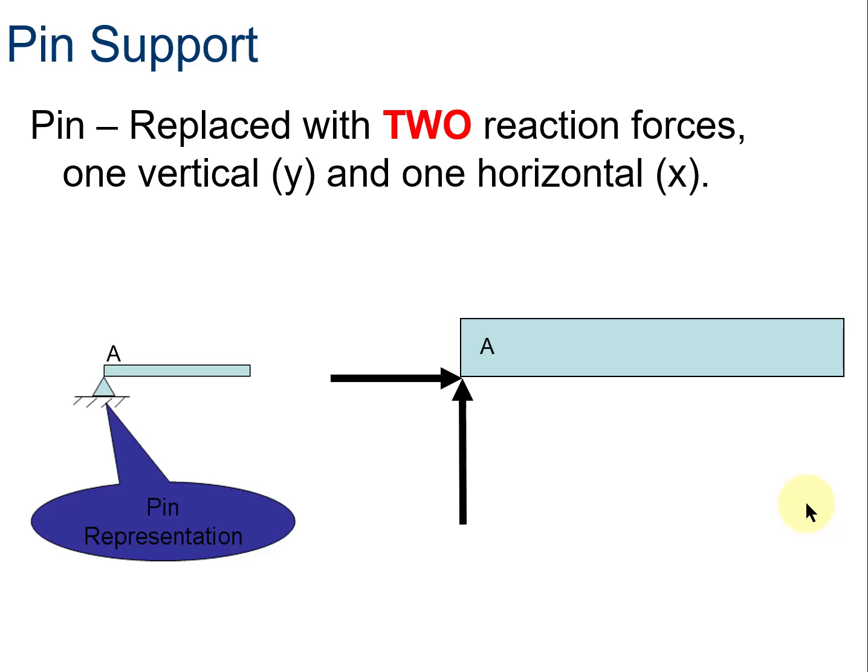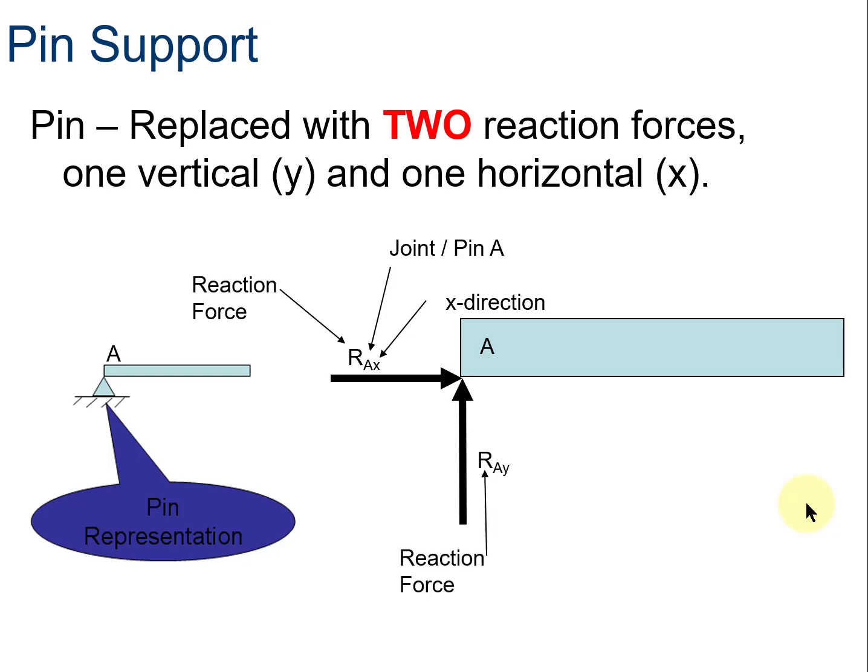So a pin replaces two reaction forces, one vertical and one horizontal. Basically, a pin rigidly holds that beam at point A and doesn't let it move horizontally or vertically. So we have reaction force R sub A x in the x direction, and then we have reaction force R sub A y in the y direction at joint or pin A.